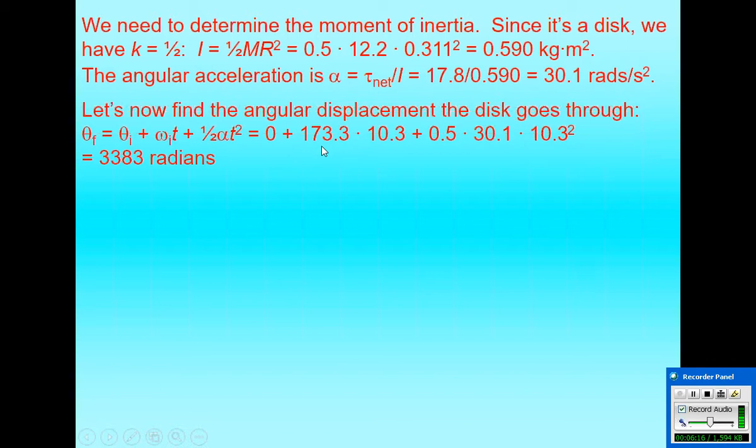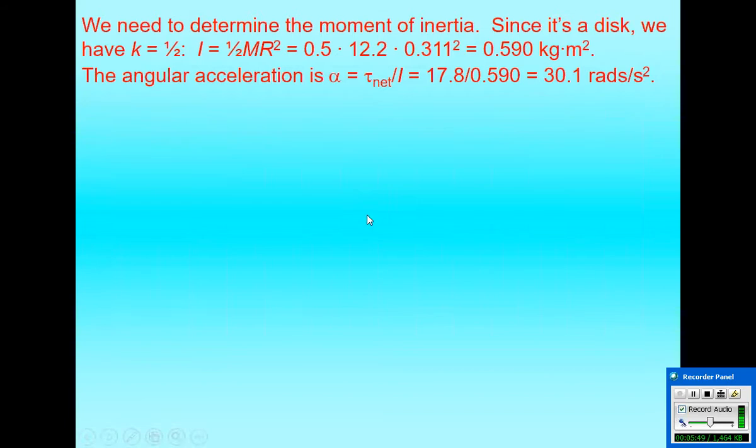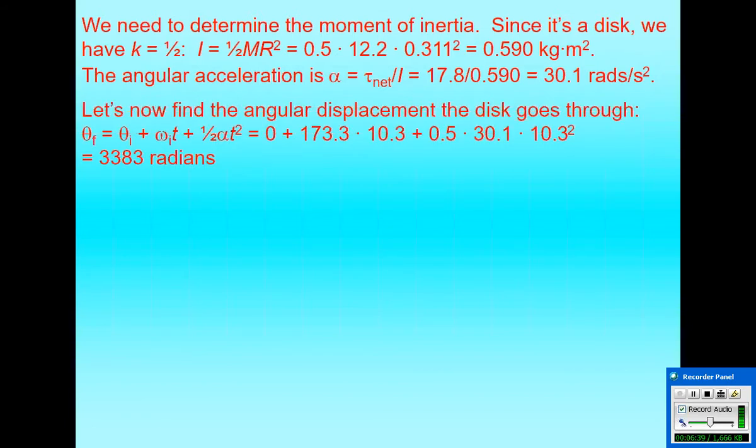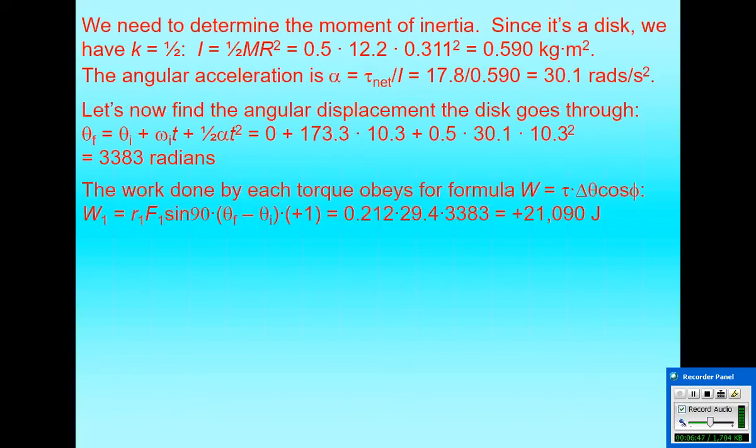And the initial angular velocity is 173.3 radians per second. And we just calculated the angular acceleration, alpha, to be 30.1 radians per second squared. Plug in all the numbers. And if we assume theta initial is 0, which is our rule of thumb, we get theta final equals 3,383 radians. So the change in the angular displacement, delta theta, is 3,383 radians, which finally allows us to calculate the work done by each individual force.